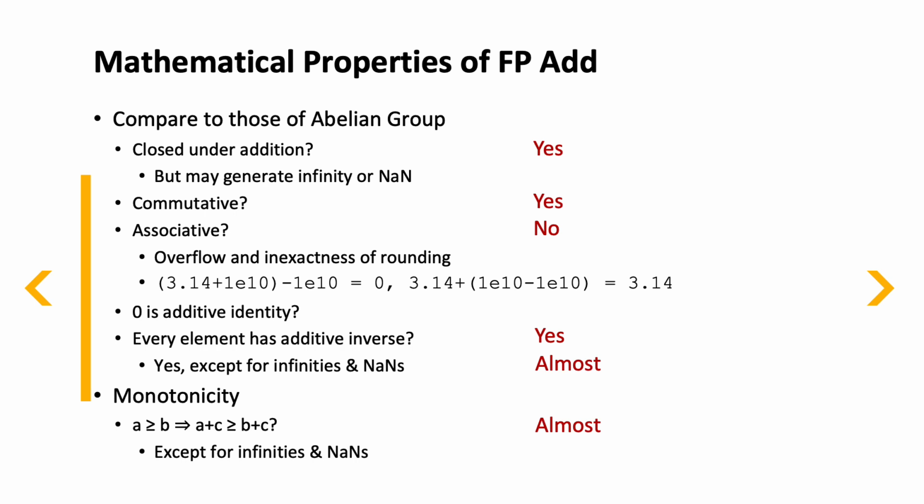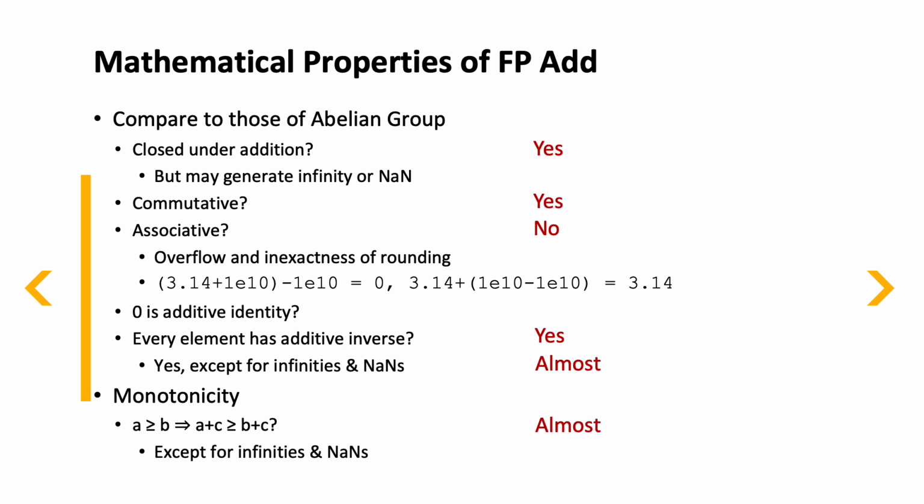And here's an example of that. If we take 3.14 and add 1 times 10 to the 10th to that, and then we take that result and subtract 1 times 10 to the 10th, we're actually going to get 0. You would kind of expect it to be 3.14, but it's not because of overflows and rounding. That 1 times 10 to the 10th in the first set of parentheses overwhelms that 3.14, and the whole thing just gets rounded right out.